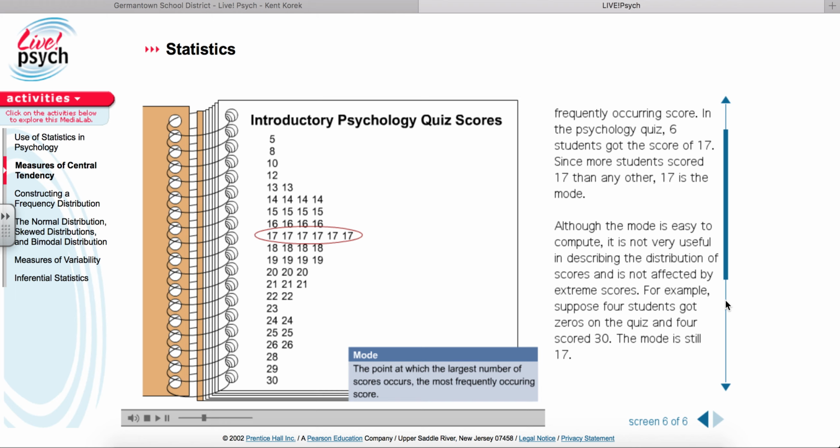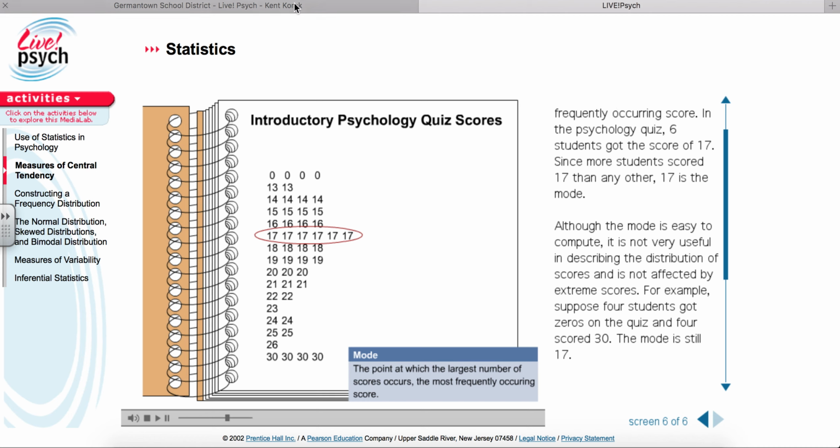Although the mode is easy to compute, it is not very useful in describing the distribution of scores and is not affected by extreme scores. For example, suppose 4 students got zeros on the quiz and 4 scored 30. The mode is still 17.